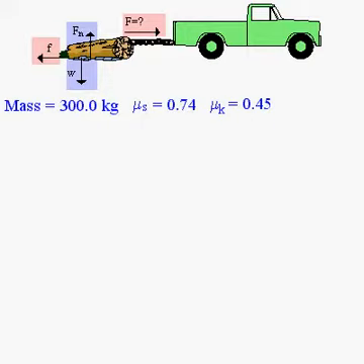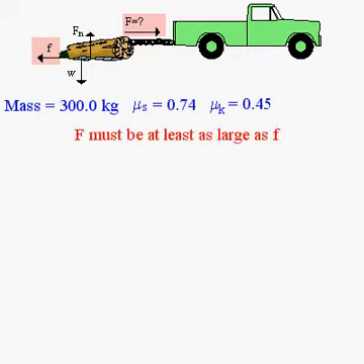Now let's concentrate on the horizontal dimension because that's where the action is. We're trying to get the log to move in the horizontal dimension. Well, if the log is going to move in that dimension, then the force with which the truck is pulling, capital F, has to be at least as large as the frictional force, little f. So if we figure out the frictional force, we'll figure out the force with which the truck must pull. What's the frictional force? Well, we have an equation. The frictional force is mu times the normal force.